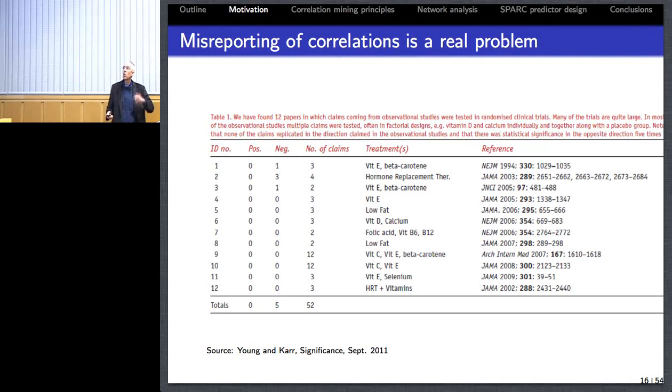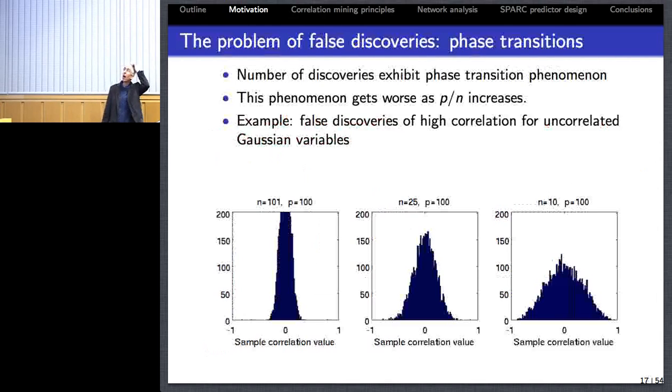So from the perspective of the credibility of the scientific enterprise, these are really big deals, right? If you can't trust papers that appear in the New England Journal of Medicine or the Journal of the American Medical Association, that's a big deal. And so what's the problem here? Well, the problem is that there are always false discoveries, and there's a phase transition that describes where these false discoveries become a problem.